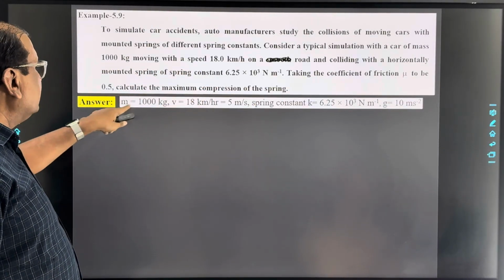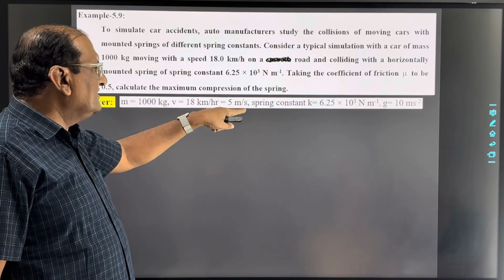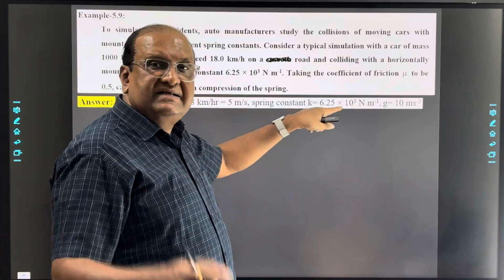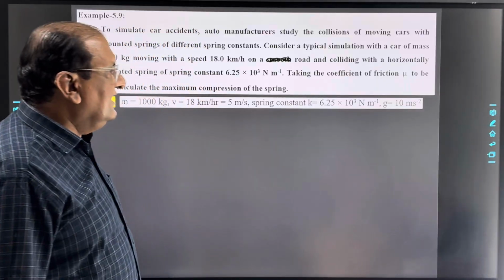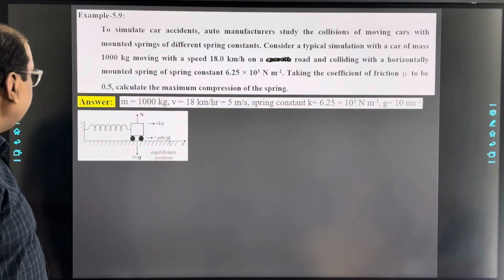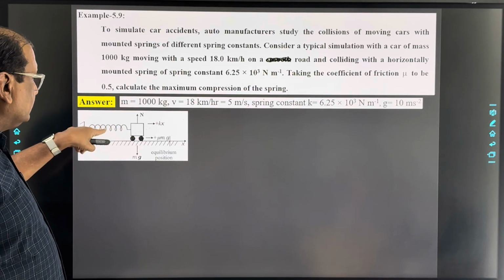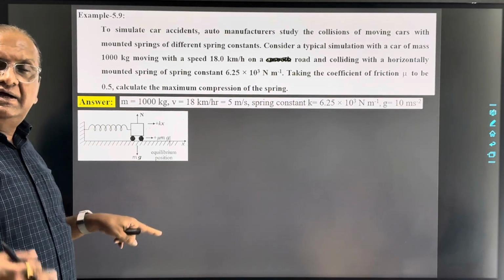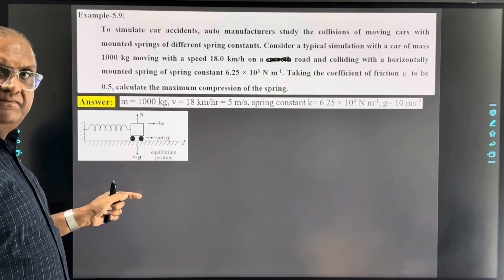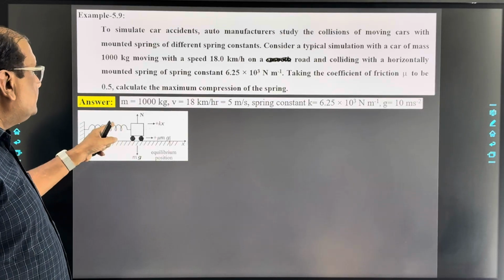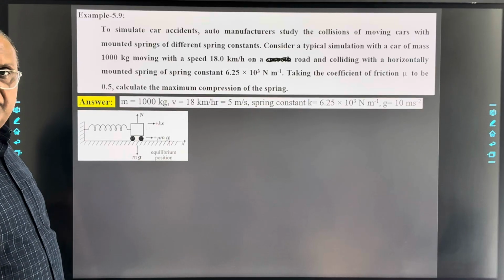quantities given to you. Mass 1000 kg, speed 18 km per hour, that is 5 meter per second, spring constant k, that is 6.25 into 10 raised to 3 Newton per meter, g, that is 10 meter per second square. Now see the situation. The car is moving towards the spring. So the frictional force is in the opposite direction of the motion and the spring force is also in the opposite direction. Clear?